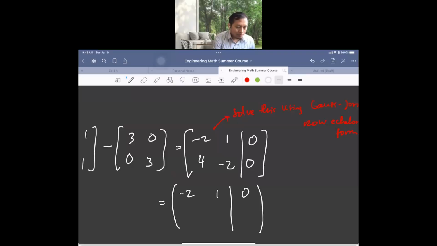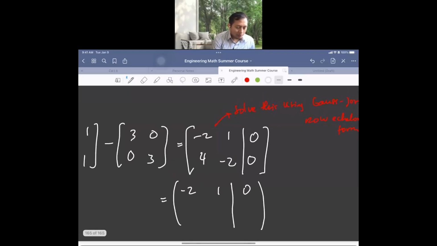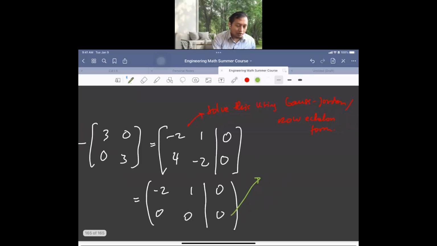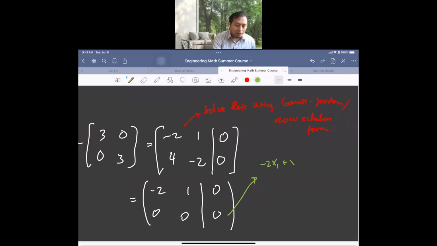So let me multiply the first row with 2 and then add it to the second row. So 4 plus minus 4 is 0. Negative 2 plus 2 is 0. So we have 0, 0, 0. We call this infinitely many solutions, right? So basically we say that in here we got negative 2x1 plus x2 is 0. So x2 here is 2x1. If we let x1 be 1, then x2 is 2.